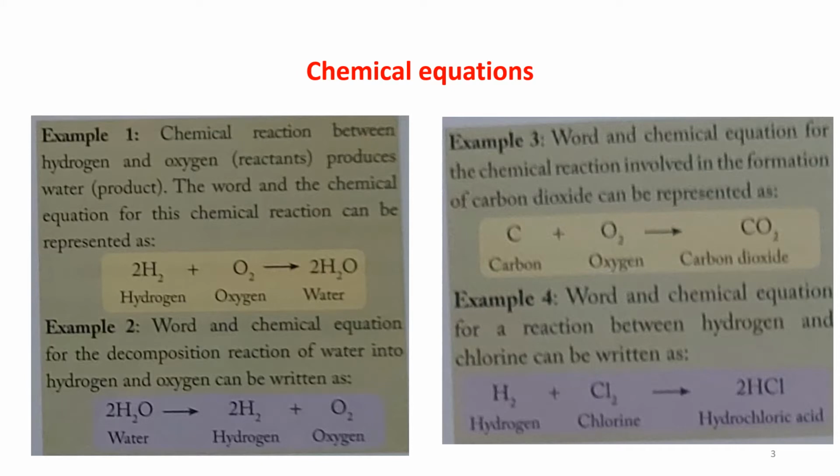Let us explain how to write chemical equations with the help of some examples. The first example is the chemical reaction between hydrogen and oxygen. The two things reacting, hydrogen and oxygen, are naturally known as reactants. They produce water, so water is the product. The word and chemical equation for this reaction can be represented as 2H2 plus O2 giving you 2H2O. Here hydrogen plus oxygen is giving you water.